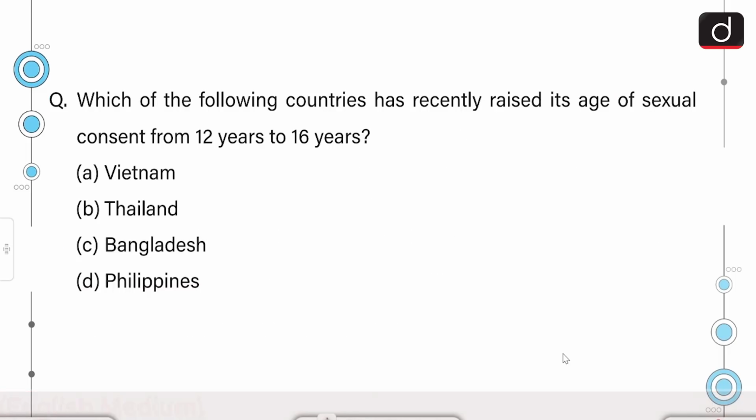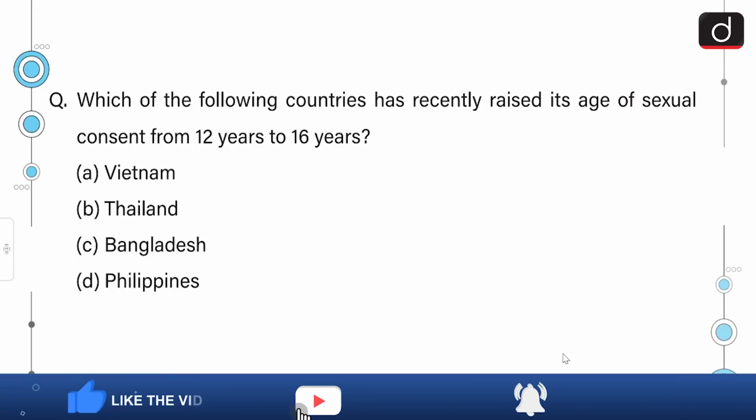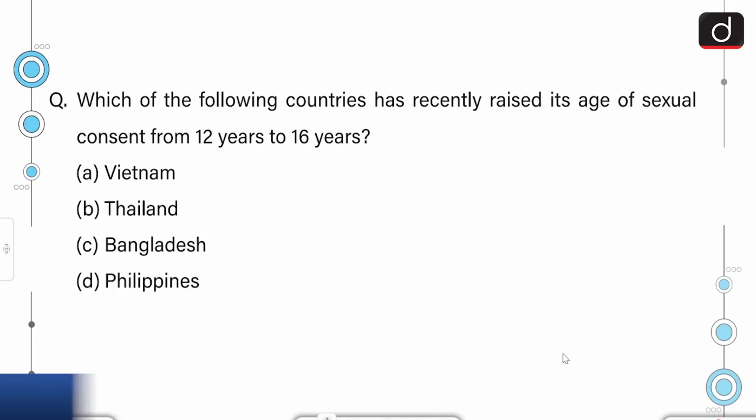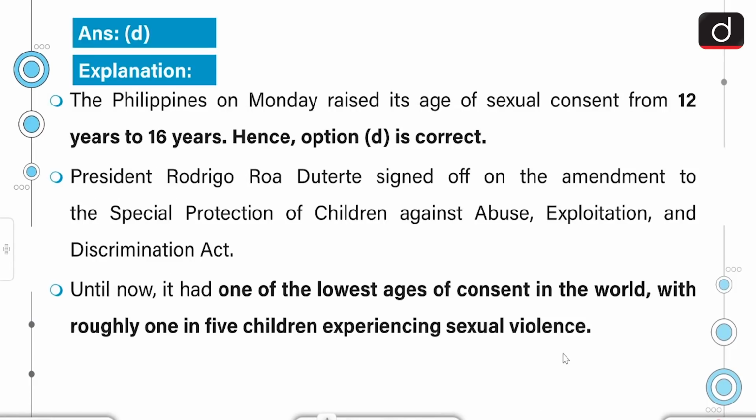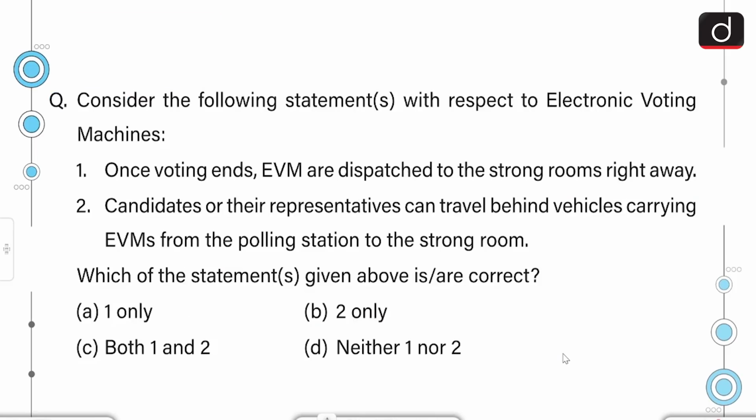Which of the following countries has recently raised its age of sexual consent from 12 to 16 years? The correct answer is option D, Philippines. The Philippines on Monday raised its age of sexual consent from 12 to 16 years. The President signed off on the amendment to the Special Protection of Children Against Abuse, Exploitation and Discrimination Act. Until Monday, it had one of the lowest ages of consent in the world, with roughly 1 in 5 children experiencing sexual violence.